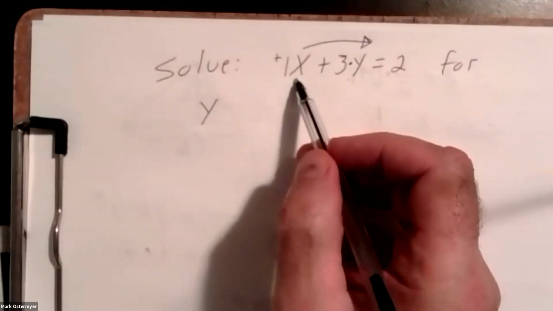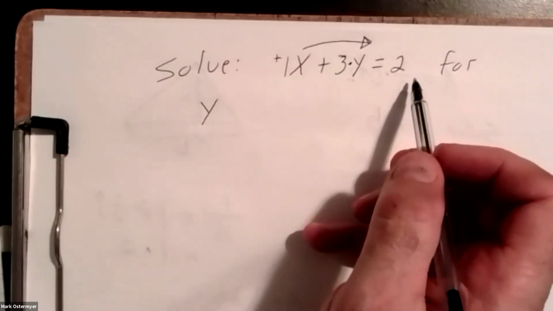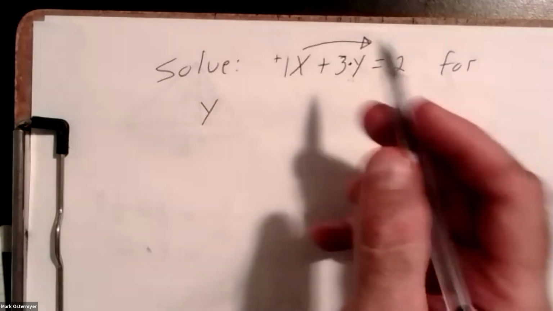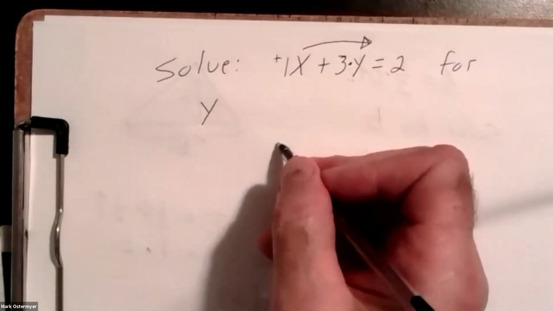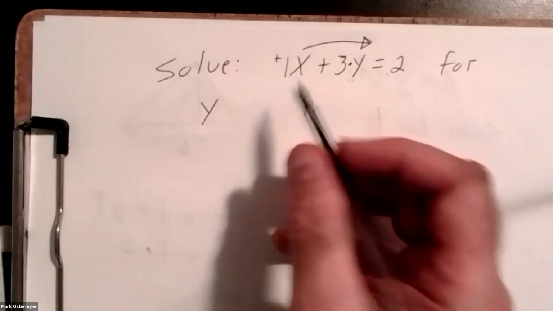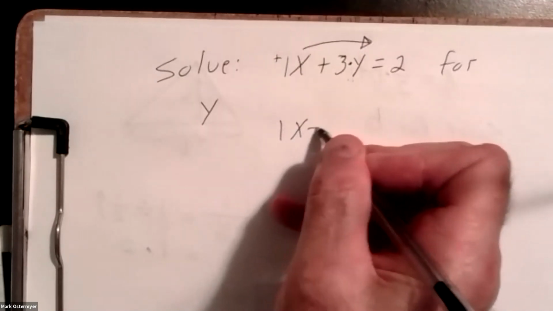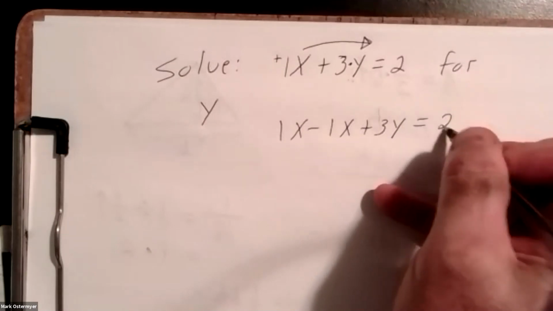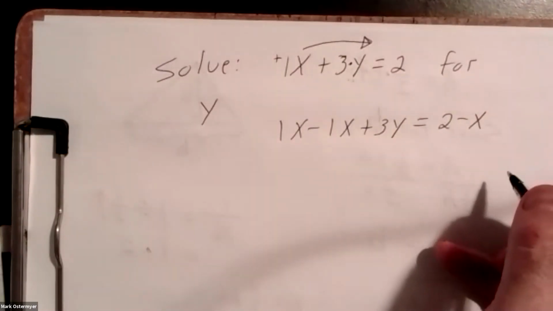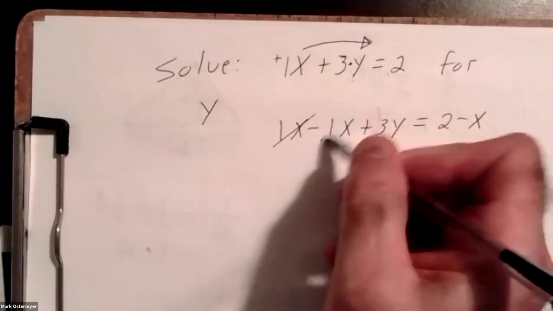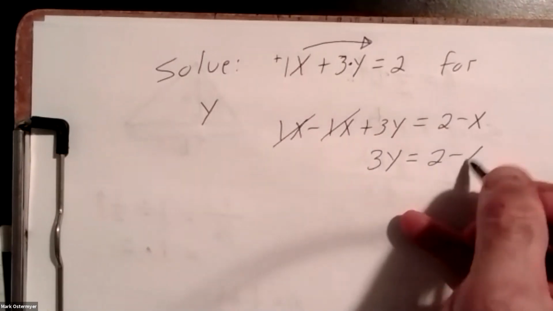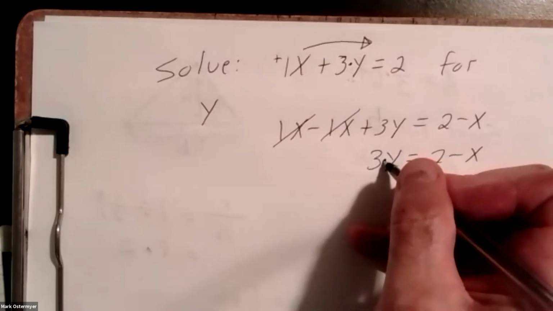How do you move a positive 1x term to the right side of your equation? What's the inverse of plus? Subtract. Let's subtract 1x from both sides of our equation. The x's drop out on the left side to 0, leaving you with 3y. Now, how do we get y by itself? What's the last move here?